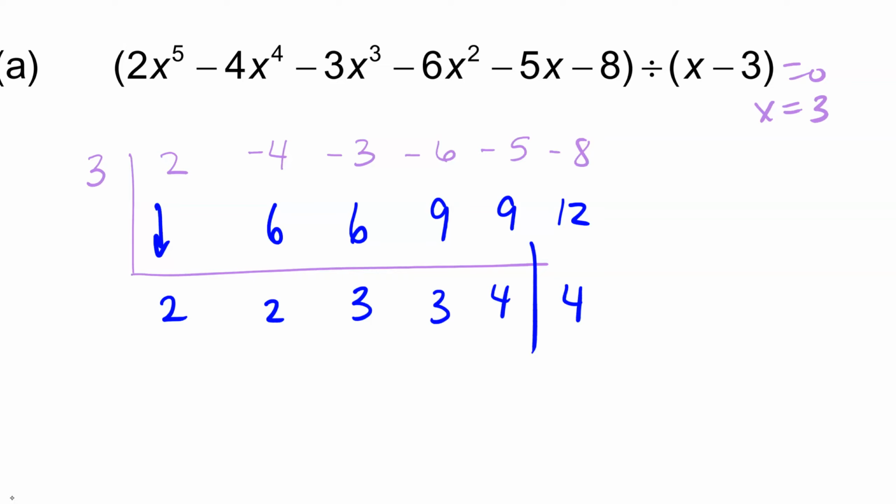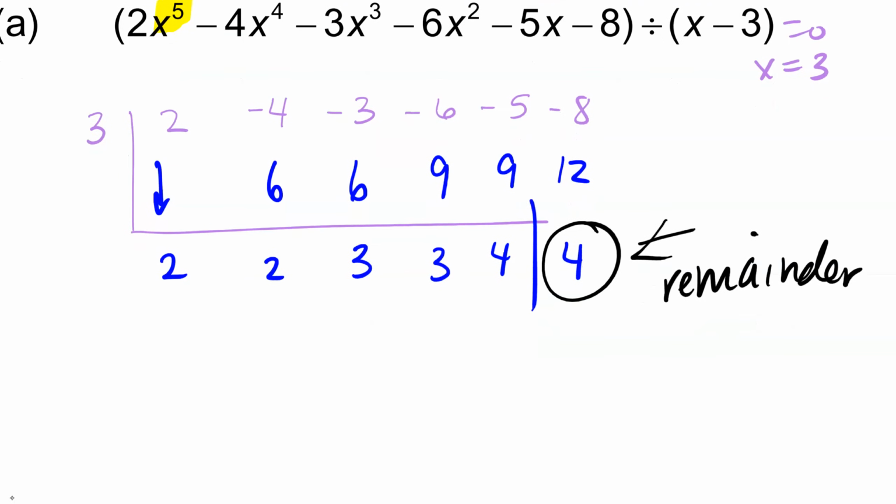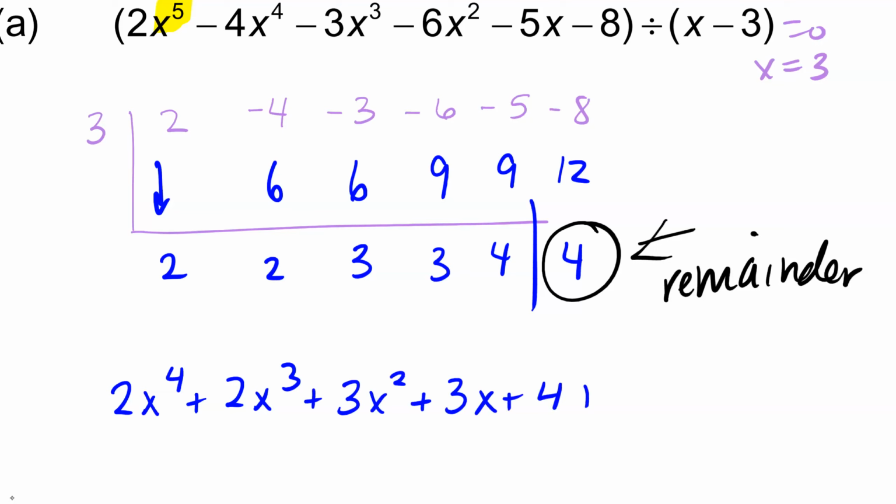Uh-oh, we have a remainder. The remainder is always the very last one. And then it goes in order. Since we had an x to the 5th in our dividend, we will start with x to the 4th in our quotient. It's always one less than what you divided. So I would say 2x to the 4th plus 2x to the 3rd plus 3x squared plus 3x plus 4, plus 4 over x minus 3. And then that is your answer.